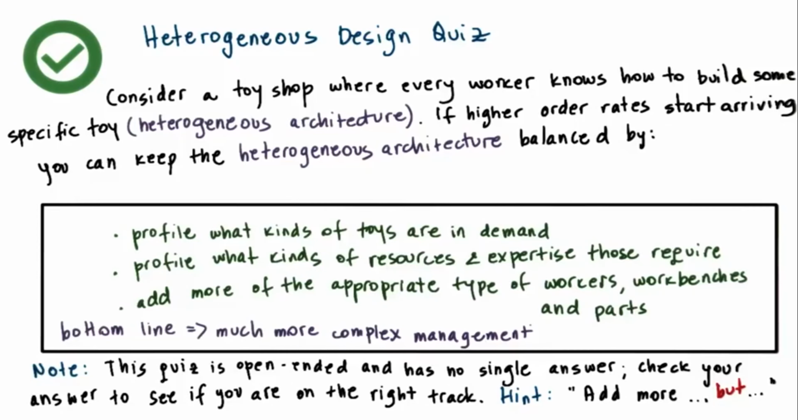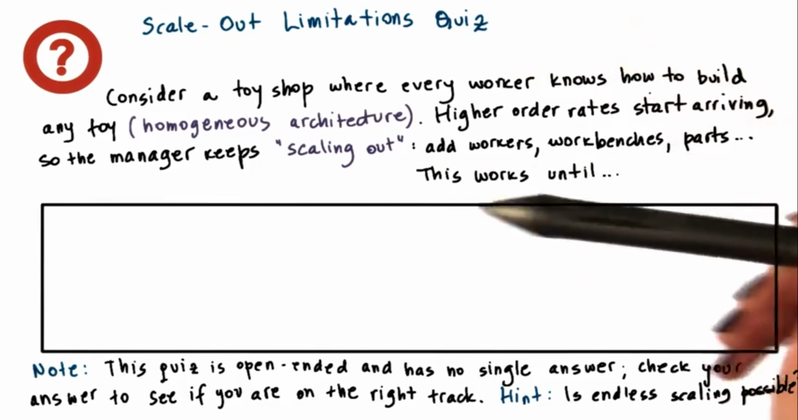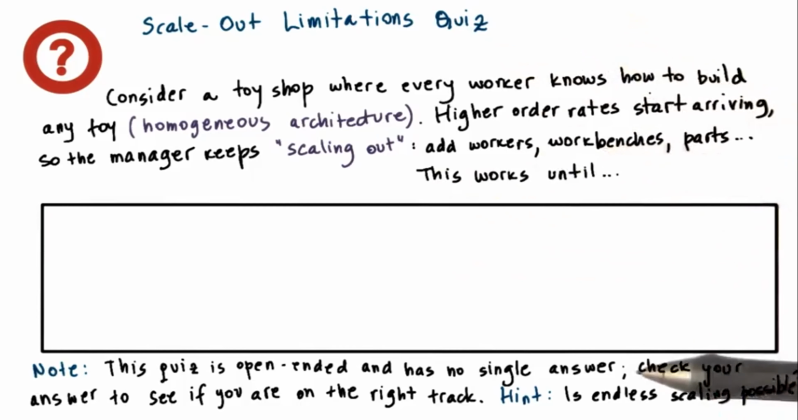Finally, I want you to consider again a toy shop where every worker knows how to build any toy. And in this case, we said that as the rate at which toy orders start coming in increases, the manager keeps scaling out, keeps adding workers and workbenches and parts, etc. My question to you is, until when does this work? As a hint, think about whether endless scaling is possible.